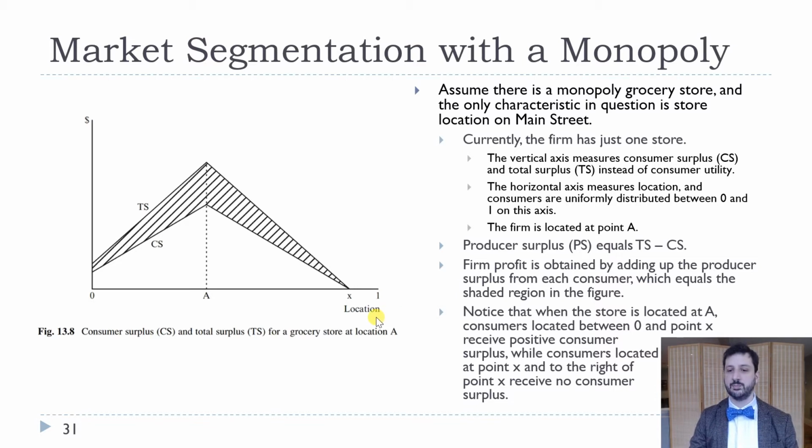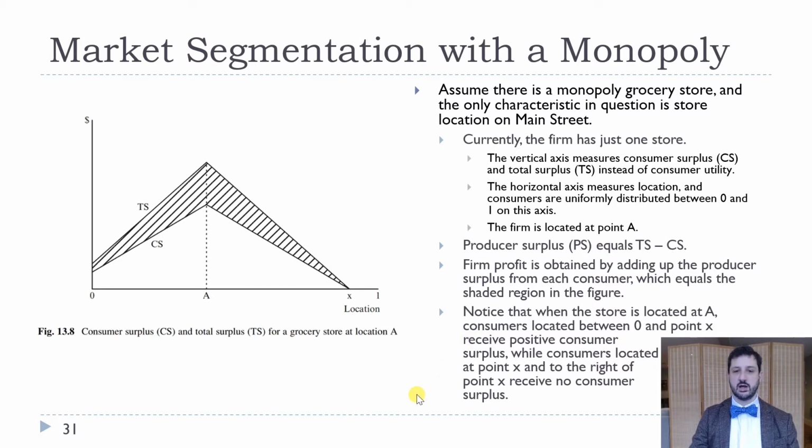If you were a monopolist and could choose where you wanted to be in this market, you would want to move a little bit towards 1, right, away from 0, so that you could cover more of the market and increase your producer surplus by getting more people to buy.